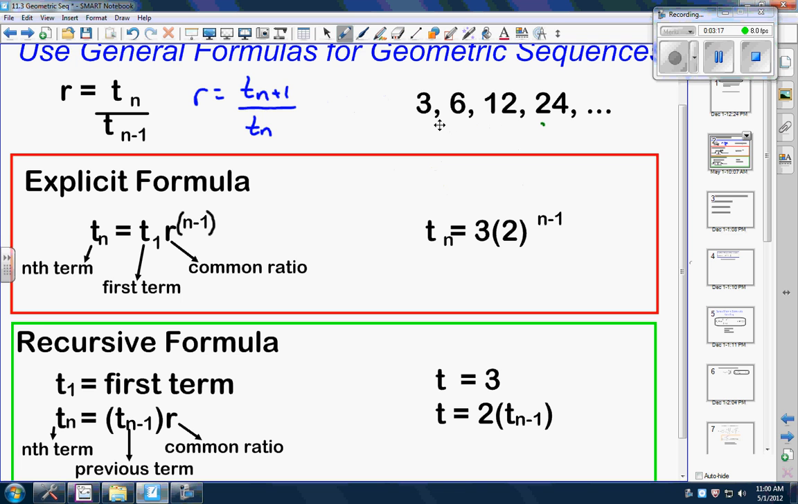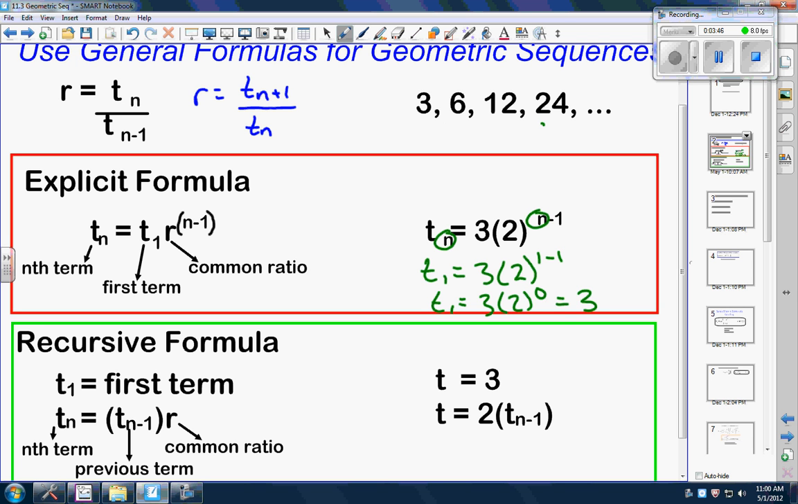When you go find the first term, t sub 1, you have to plug a 1 in for n there and there. So what happens is you get 3 times 2 to the 0. Anything to a 0 power is just 1. So you're always 1 off with that ratio. So the 11th term would actually be 2 to the 10th and then times 3.